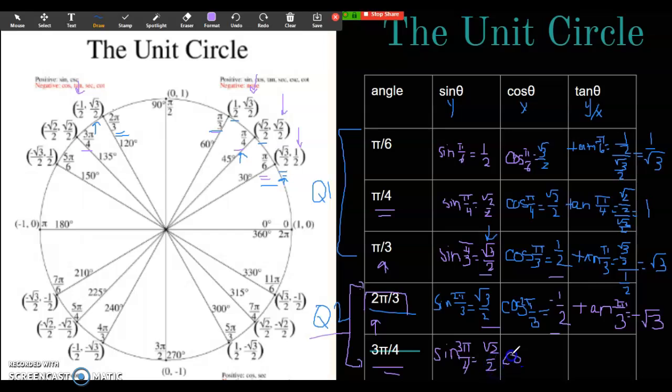And the cosine of 3 pi over 4 is going to be the same as pi over 4. It's going to be radical 2 over 2, except because 3 pi over 4 is in quadrant 2, we know its cosine value has to be negative. And the tangent of 3 pi over 4 is going to be the same as pi over 4, except because it's in quadrant 2, it has to be negative. So instead of 1 up here, it's going to be a negative 1. All right, guys, so let's talk about the big idea.